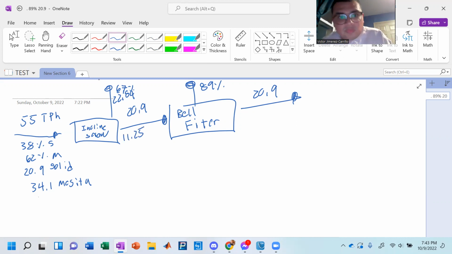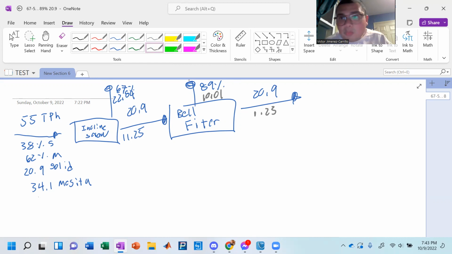Now, in a similar sense, there's 11.25 moisture coming into the belt filter, but 89% of it is removed. So 89% times 11.25 is 10.01 weight of moisture removed. So 11.25 minus 10.01 is equal to 1.23 of moisture coming out from the final moisture remover system.